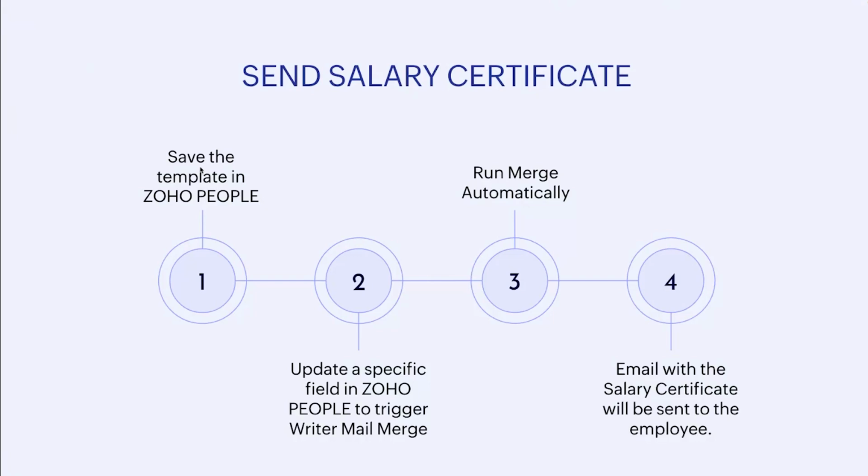So you can check out the Zoho People custom workflows that is available in order to choose the best option for you. So further, once the mail merge is triggered, you can run the merge automatically and it will be sent with the salary certificate to the employees. So let me quickly show you how this exactly works in the real life scenarios.